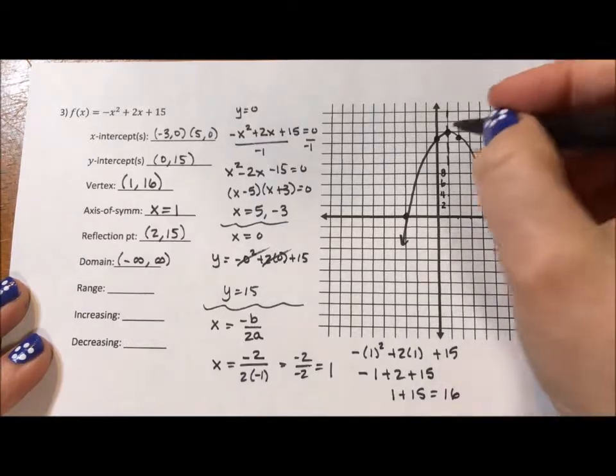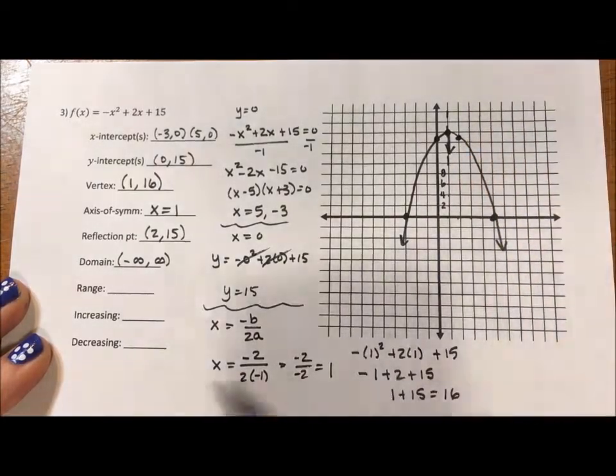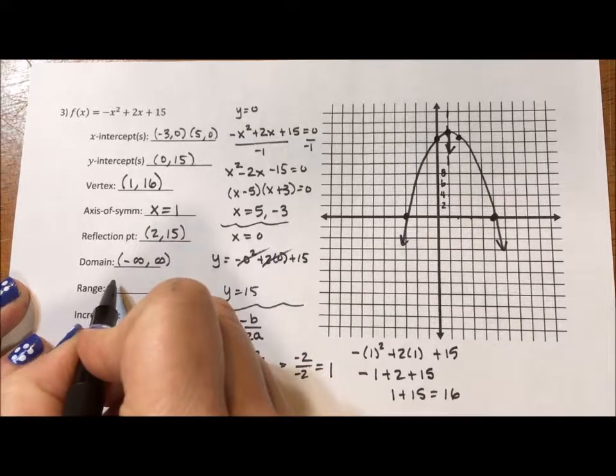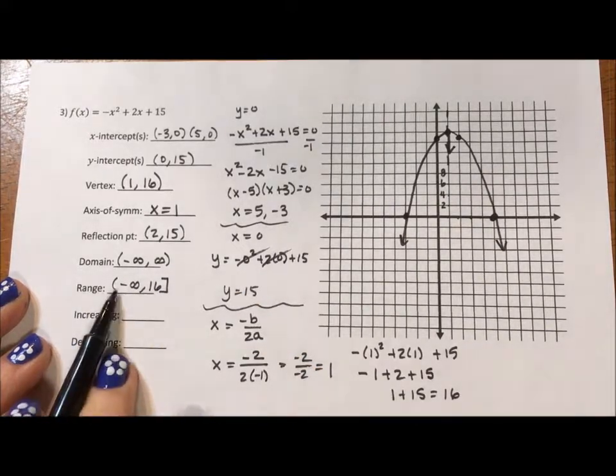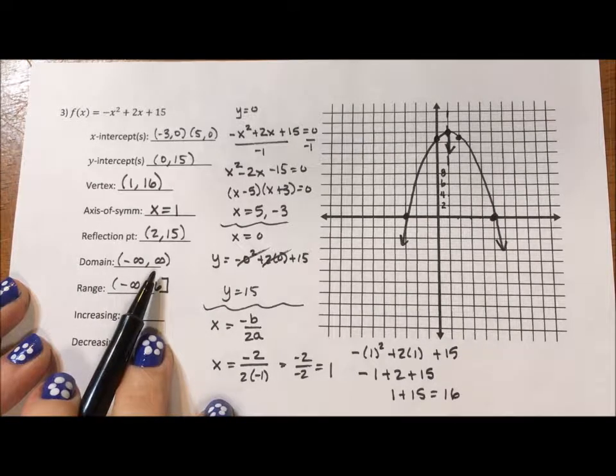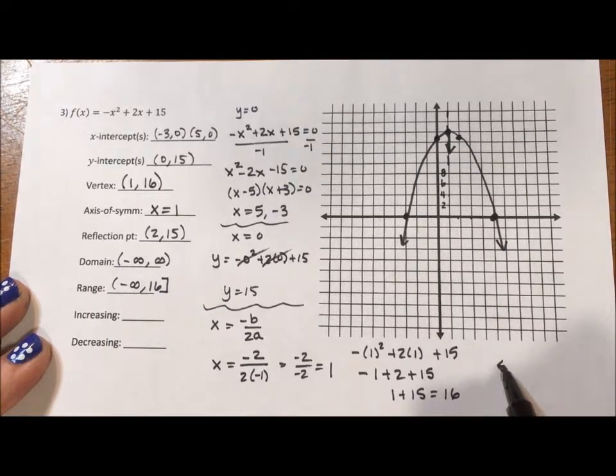The range: the parabola is going down from the vertex. So the range goes from -infinity to 16. -infinity is always on the left. Positive infinity is always on the right. Sometimes it helps to put down a number line to remind yourself of the order you put numbers when you do interval notation.